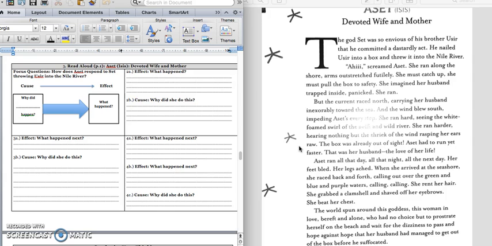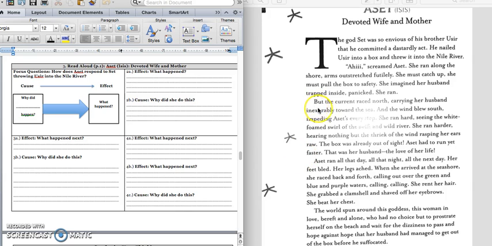Okay, so what is Aset doing? We know she is running harder. Underline this sentence. She's running harder. And we know she's running faster. She had to run faster. Underline both of those, and out to the side, write effect number 2. Okay? Effect number 2. And then, why is she running harder and faster? What's happening that's making her run harder and faster?